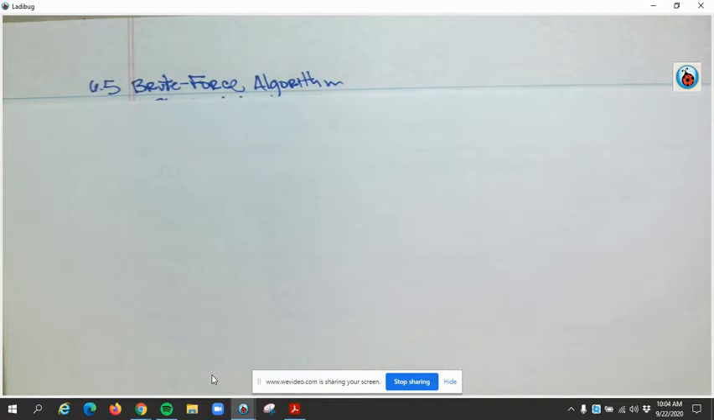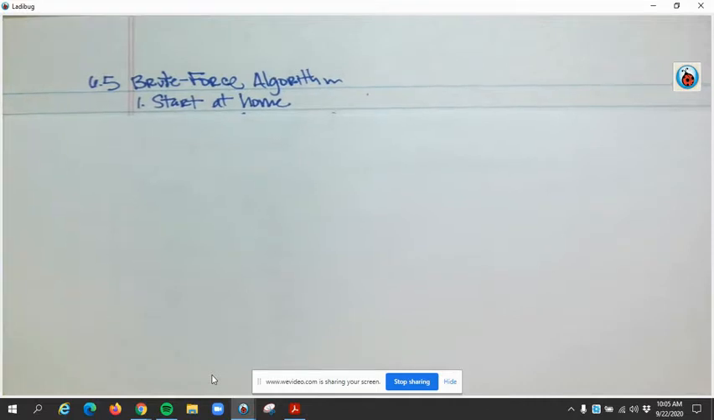So this section is called 6.5, the brute force algorithm. Brute force is one of the three different algorithms, or strategies, we're going to learn to solve a traveling salesman problem. This method has 3 steps.